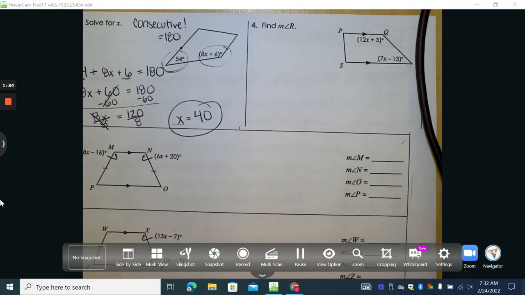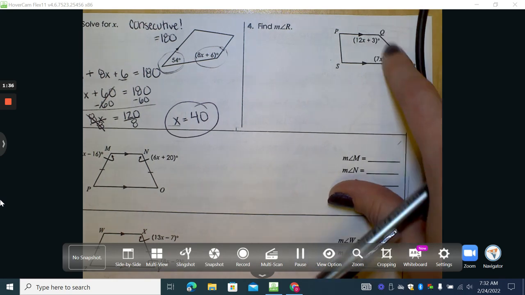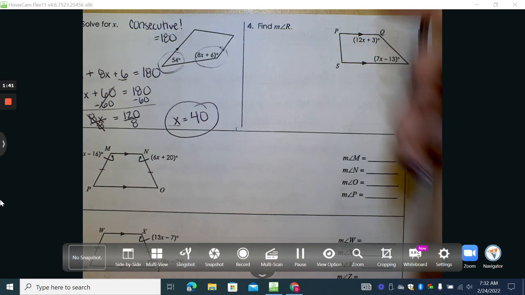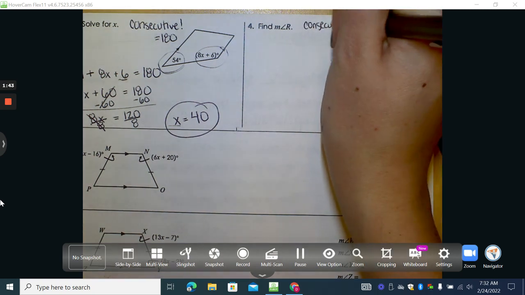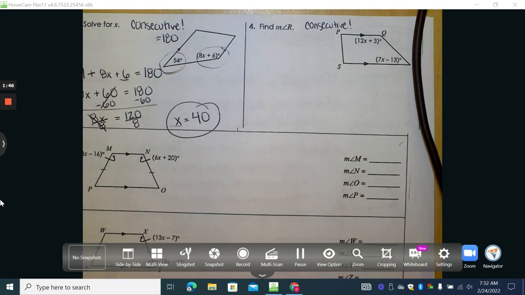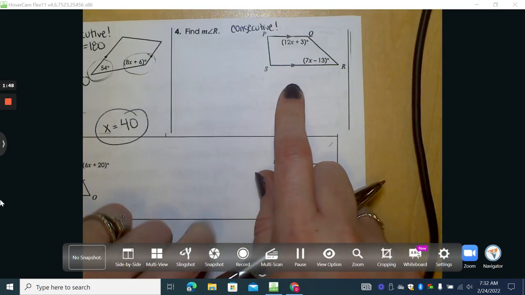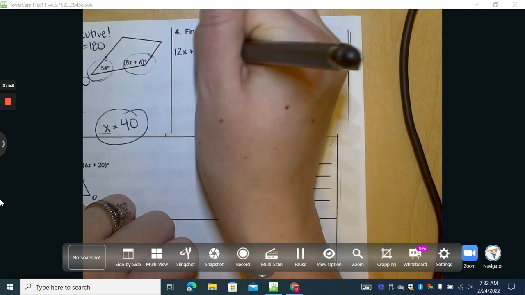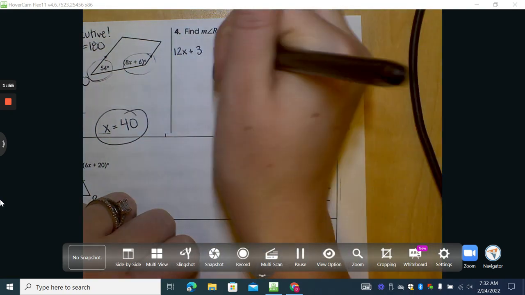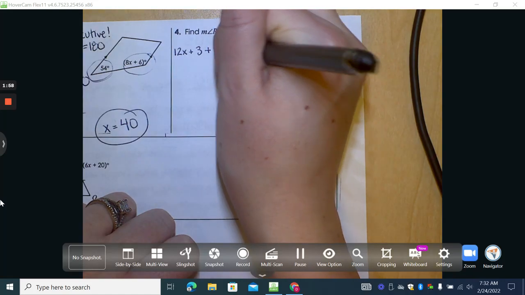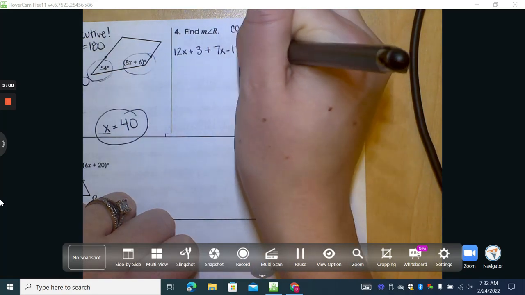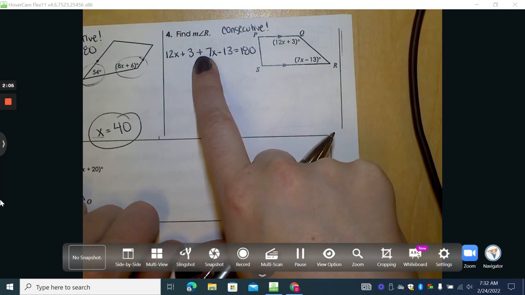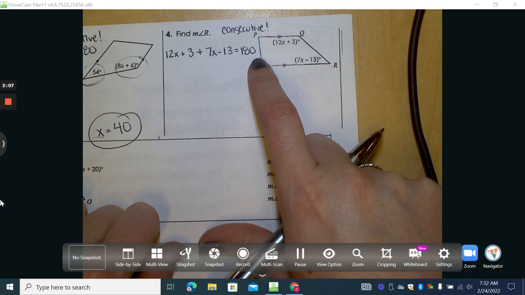Perfect. Same idea with number 4. You got to decide, are they equal to each other or are they consecutive? These are consecutive again. So I'm going to have them equal 180. It's just going to be a little bit bigger, longer equation. I'm going to have 12x plus 3 plus 7x minus 13 equals 180. If they were equal to each other, I'd put an equal sign in between them and solve, but they are actually adding together to equal 180.